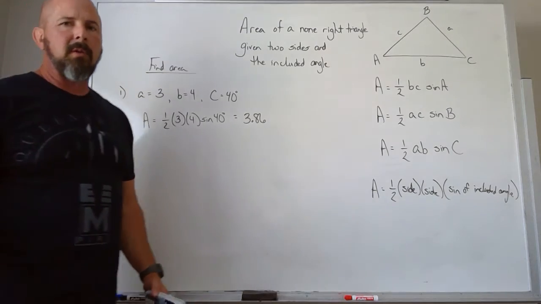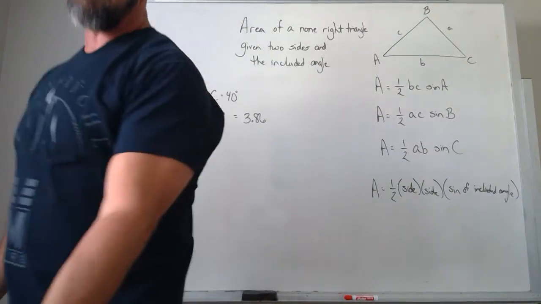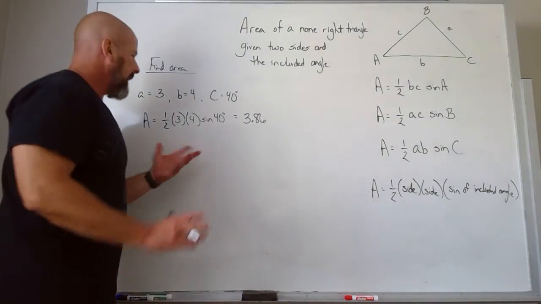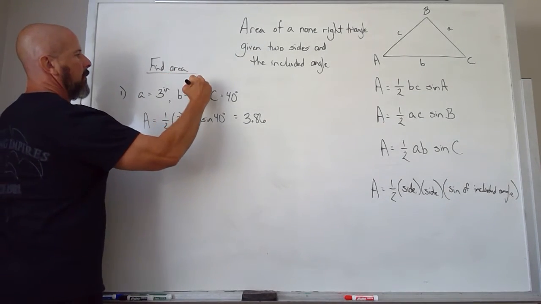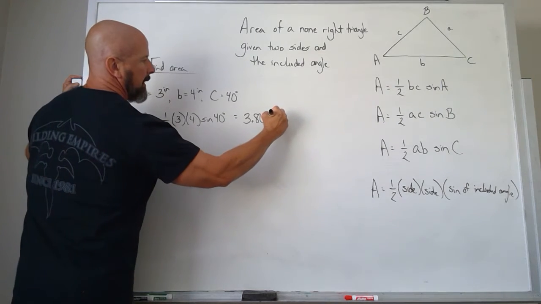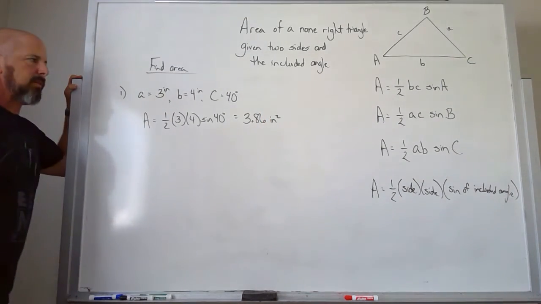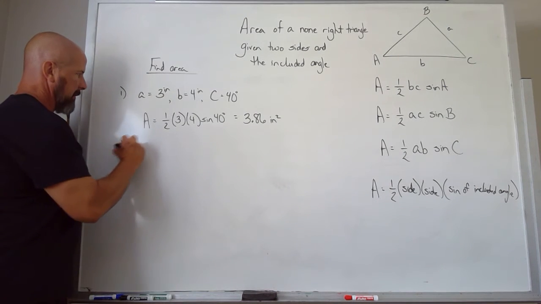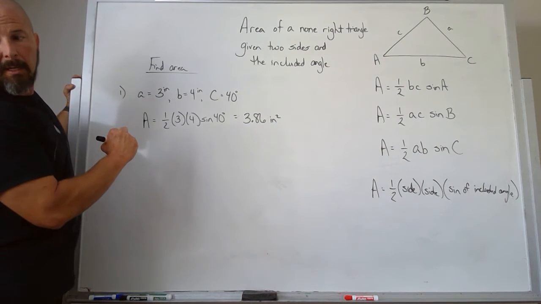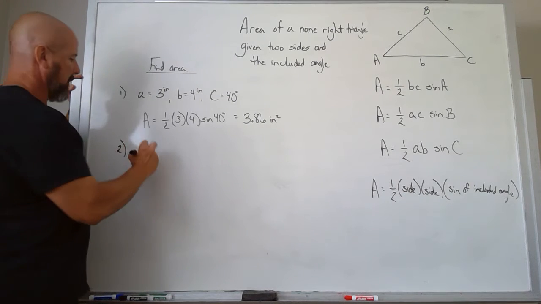And I'm not really worried about units. I mean, area is in units, but I didn't put any units on the problem. If I did, let's say I said that this was 3 inches, 4 inches, well then this would be inches squared since it's area, or square inches. Now, if we've got some units, we need to use them. Let's get another one. B is 1.